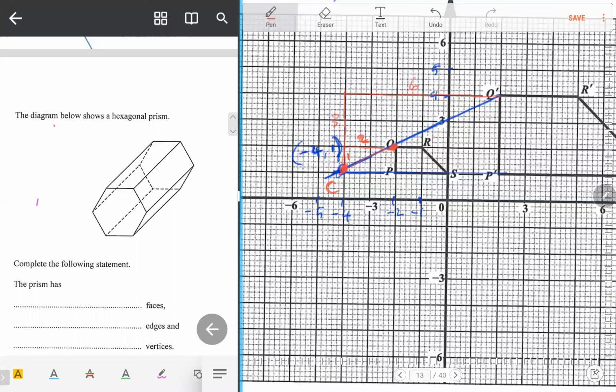So the scale factor of 3 applies from this point. So you can accept the answer. Don't just construct and just take what you get. Check it, make sure it's right.